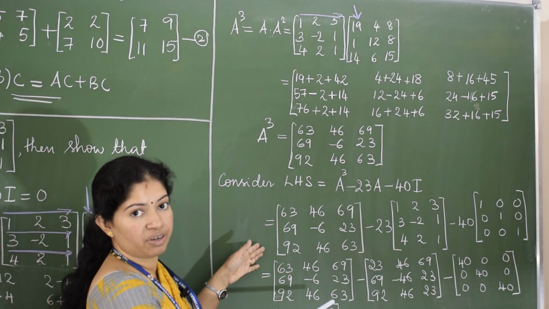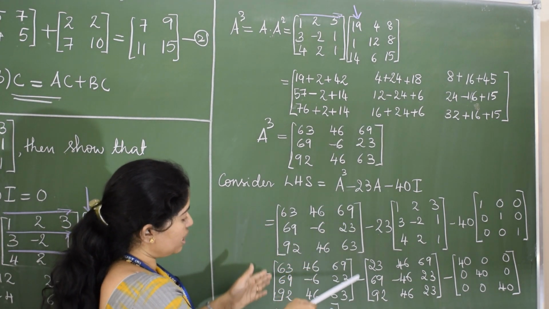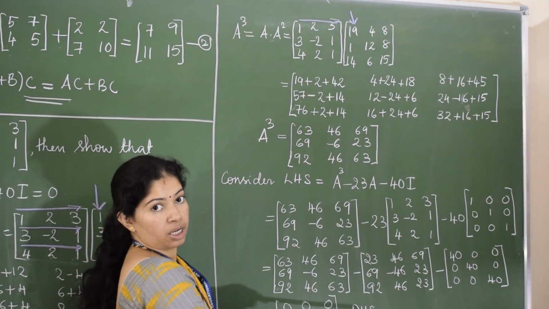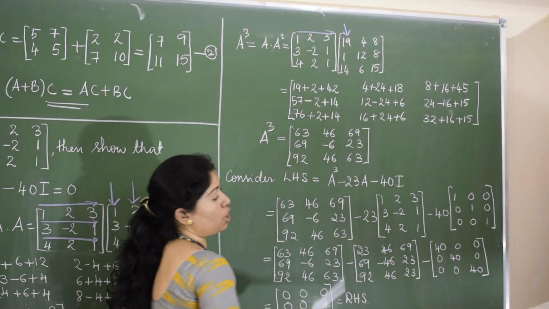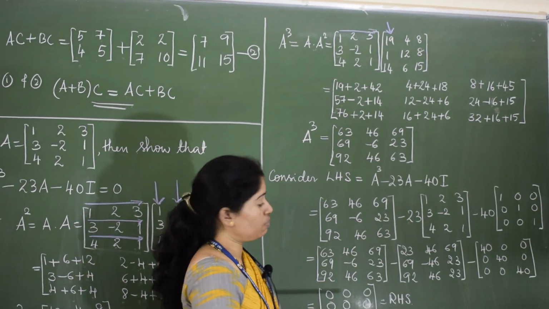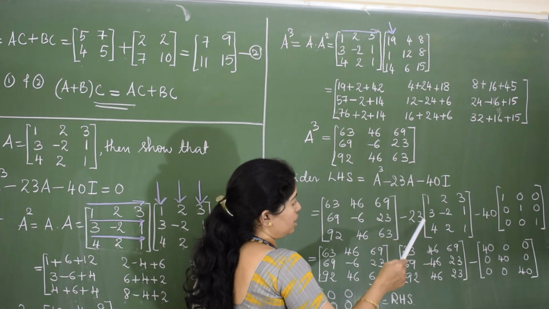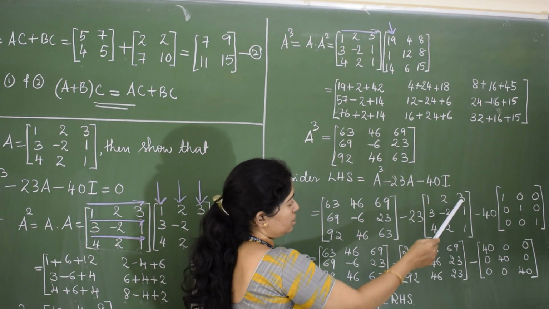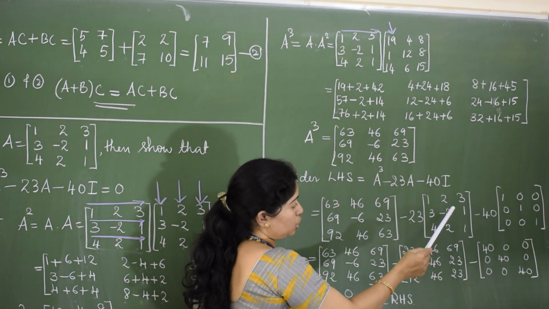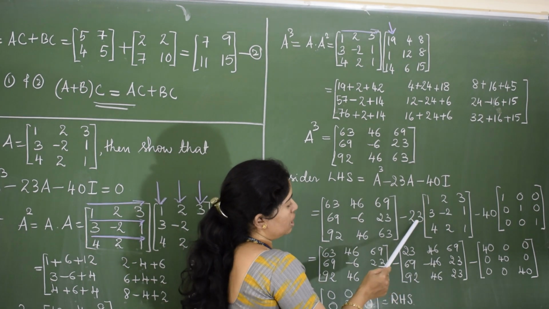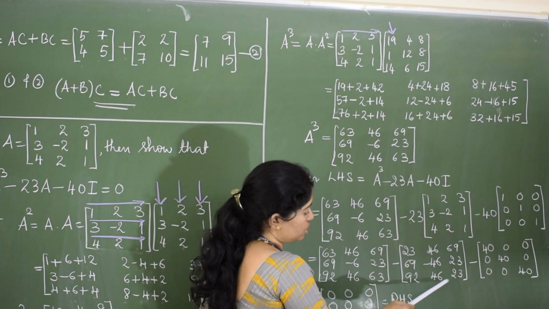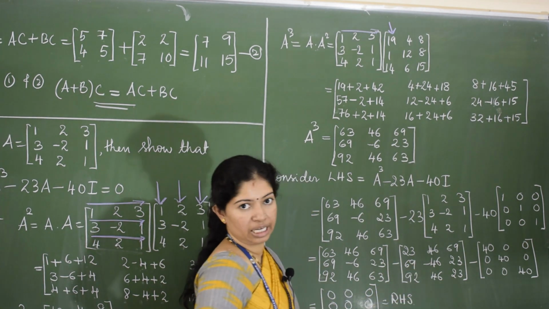Next, furthermore simplification we will do. This matrix we write as it is, minus here 23 into A. This is scalar multiplication. You need to multiply all the entries by 23. So it will be 23 into 1, 23, 23 into 2, 46, 23 into 3, 69, 23 into 3, 69, 23 into minus 2 is minus 46, into 1, 23, 23 into 4 is 92, 23 into 2 is 46, 23 into 1 is 23.